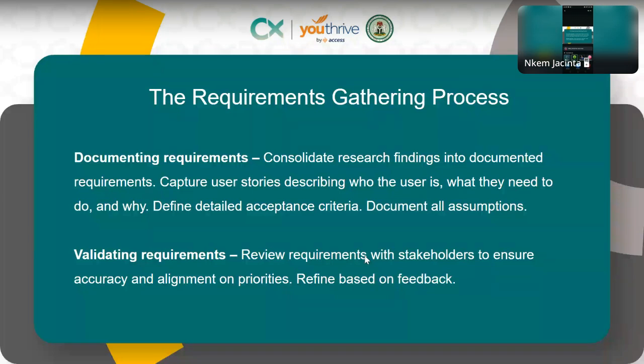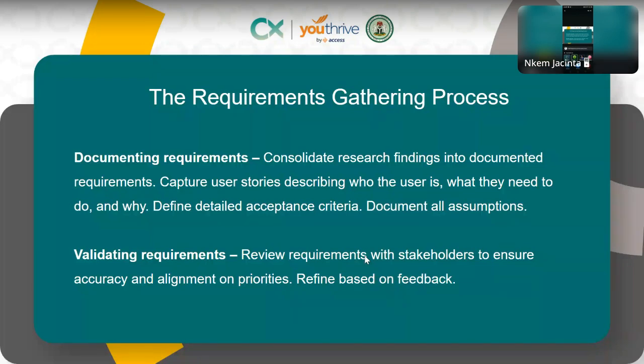Next we have validating the requirements. This involves reviewing requirements with the stakeholders to ensure accuracy and alignment of priorities. When you've documented it, you go over it with the stakeholders again to know the ones that you have to prioritize and be sure what you documented is right and accurate. You get their feedback and you refine the document. Because sometimes when you first engage with them, you might be saying something, and by the time you document it and you go back to them, you realize that, sorry, this is not what I meant, this is what I meant. Then you refine the document and ensure that it's aligned with their outcome and their needs.